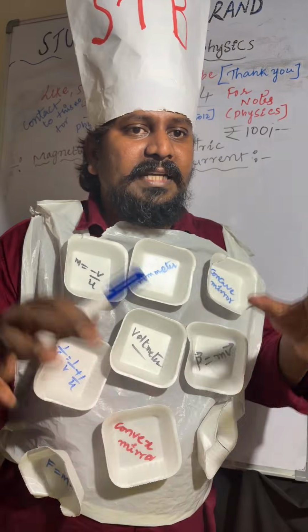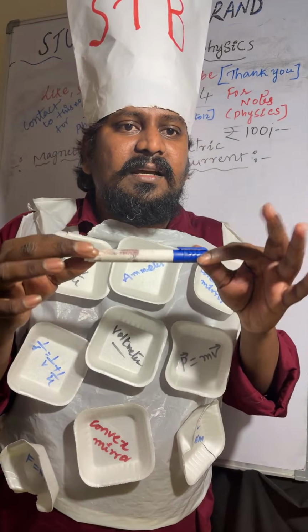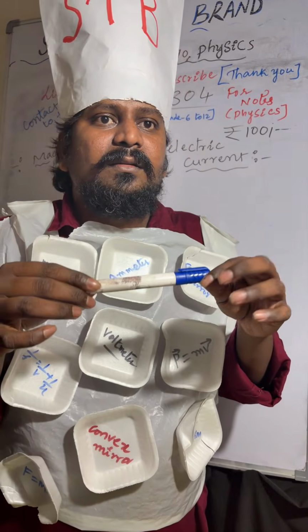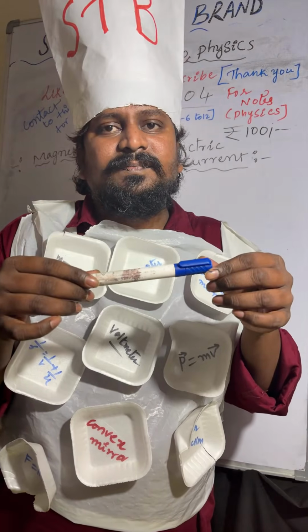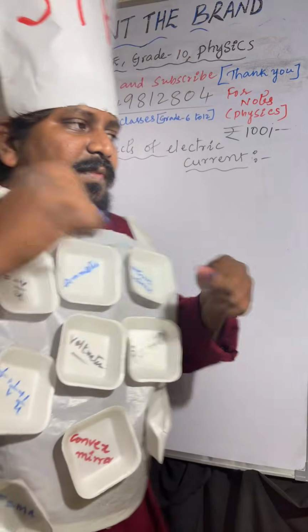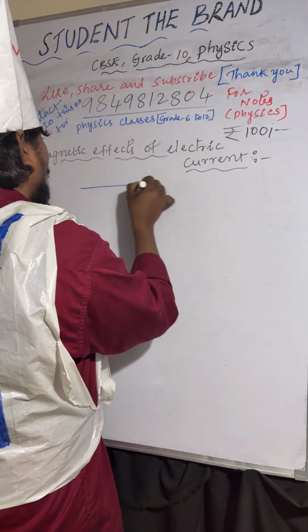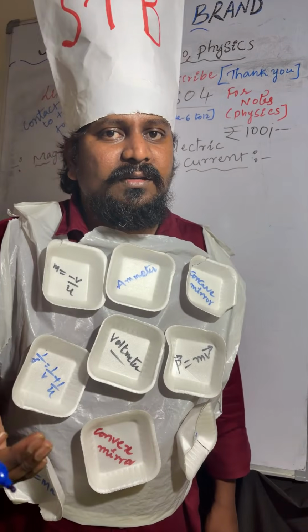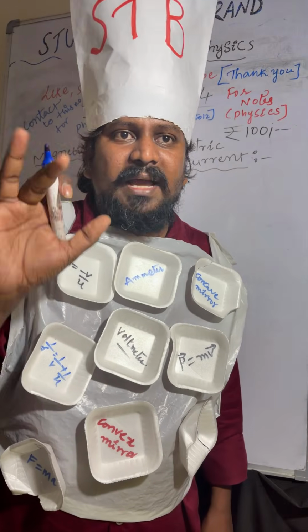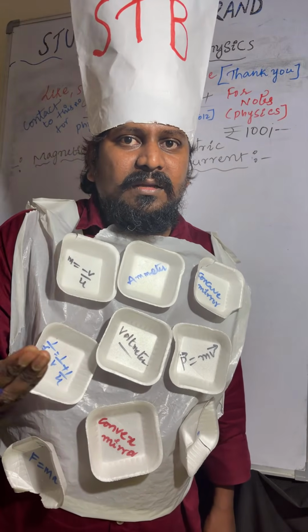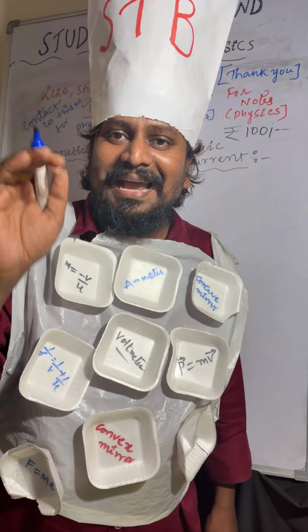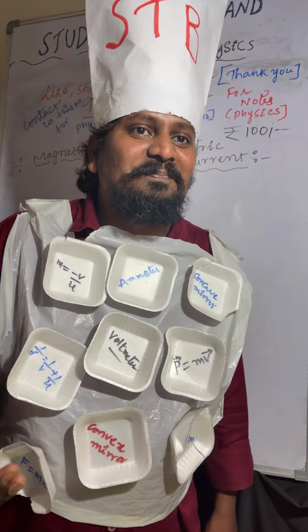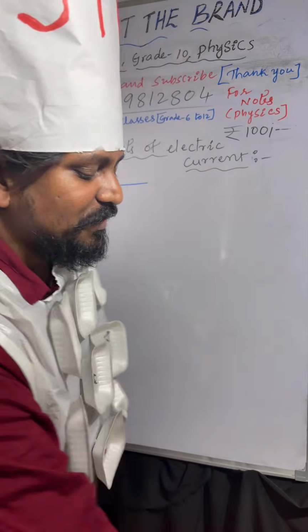Now just imagine I'm taking a straight conductor like this, and the current is passing like this. If the current is passing, we know the magnetic field direction around the conductor, above and below. Now, if you take a circular loop, how will it be? You see.